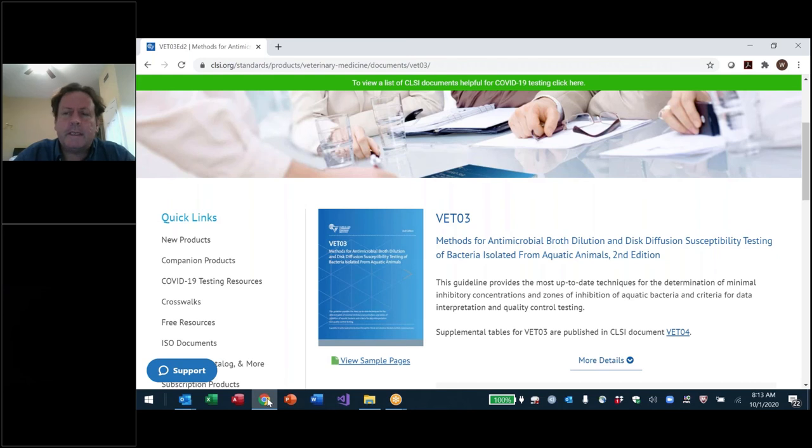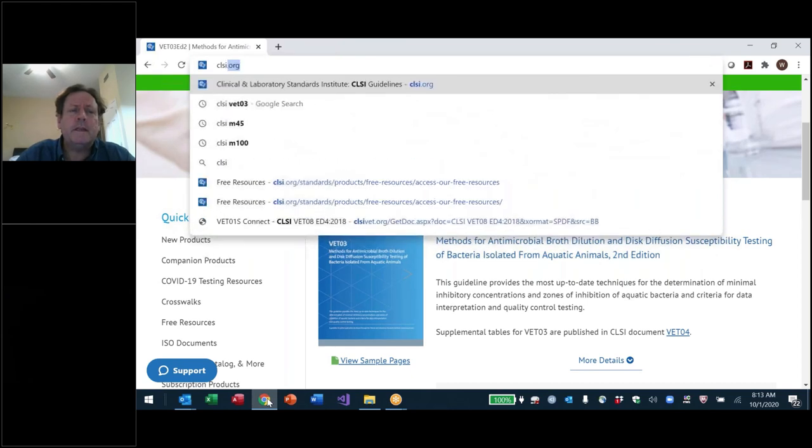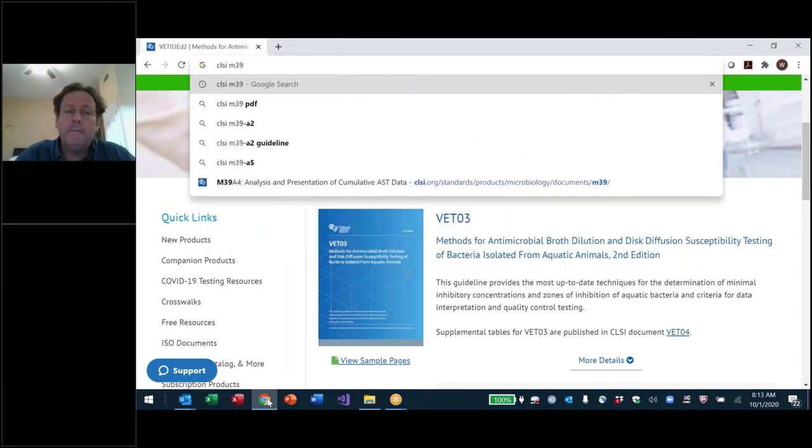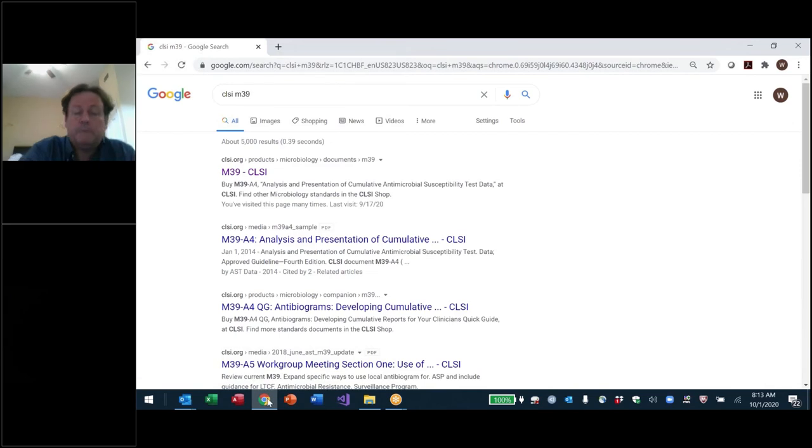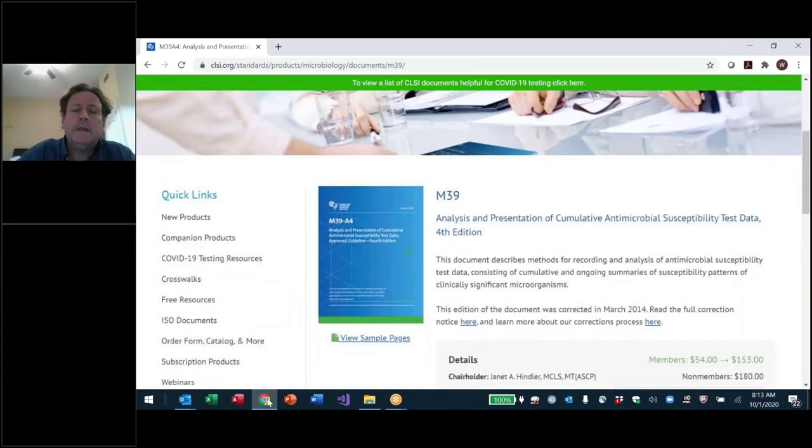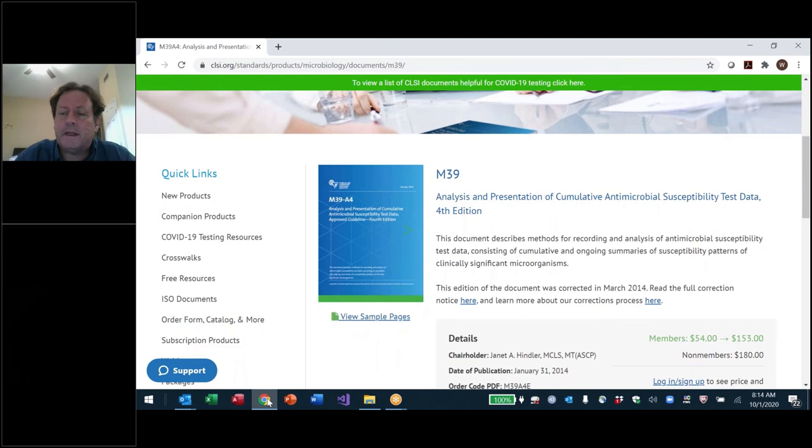So these are CLSI documents about how to interpret antibiotic testing and perform antibiotic testing. There's a different document called the CLSI M39. I'm one of the lead authors of this document. This document is analysis and presentation of cumulative antimicrobial susceptibility test data. As you can see, the price ranges between $54 if you are a member, $153 or not.